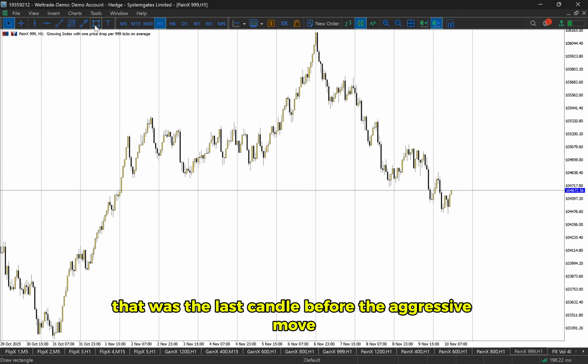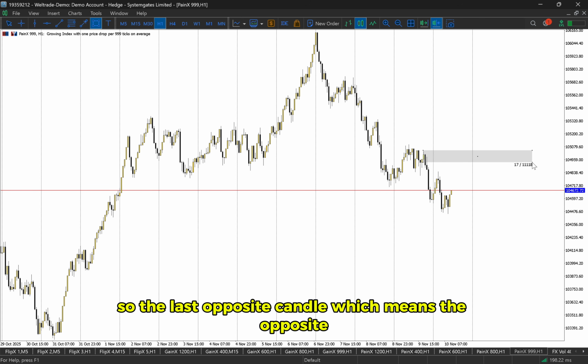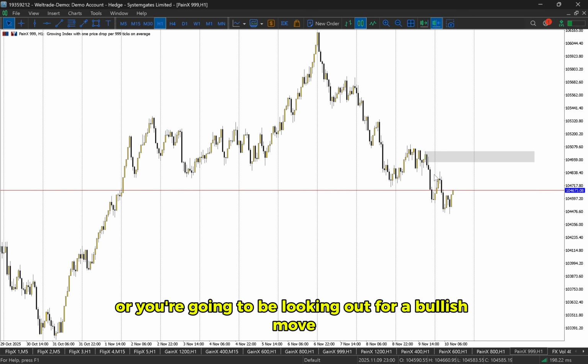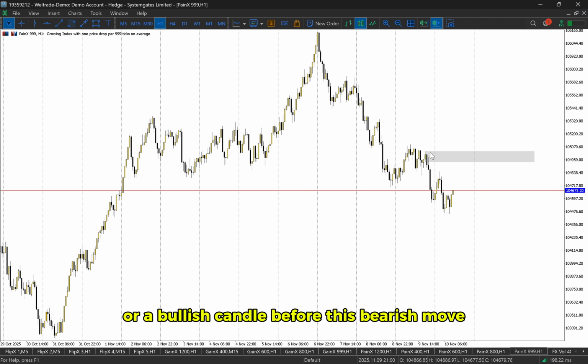That was the last candle before the aggressive move. So the last opposite candle, which means this was a bearish, impulsive move, right? So you are going to be looking out for a bullish candle before this bearish move. So this is the candle that you are waiting for.